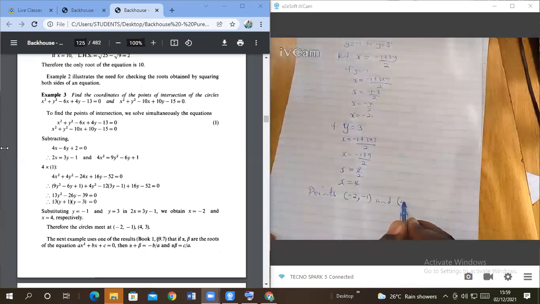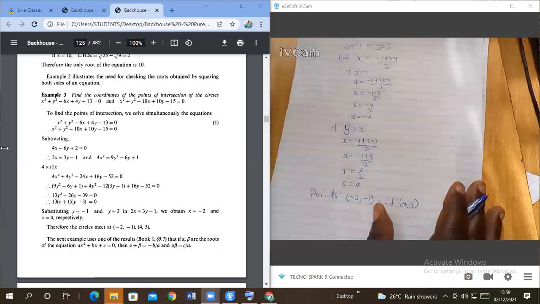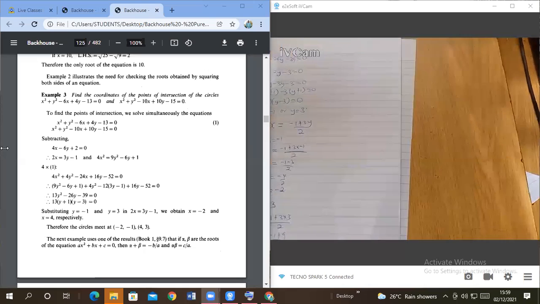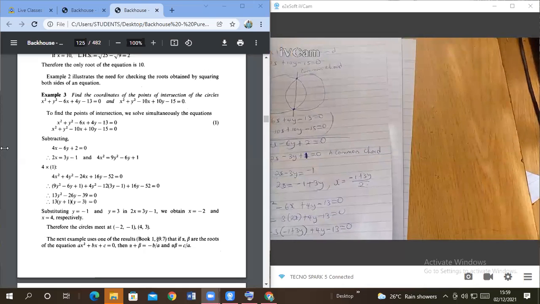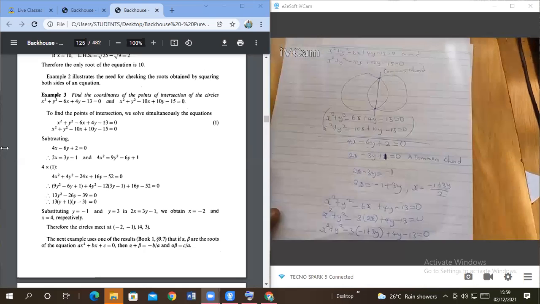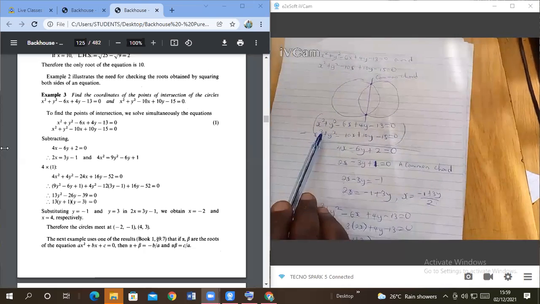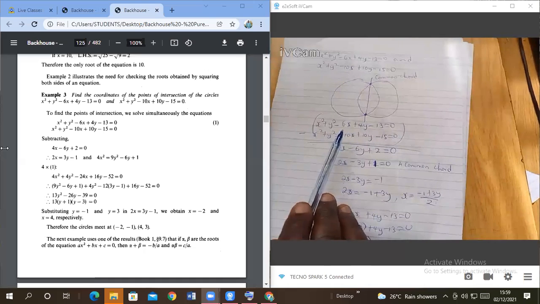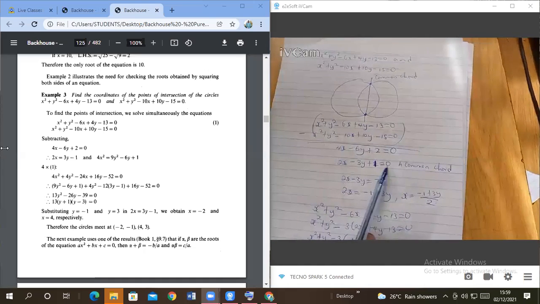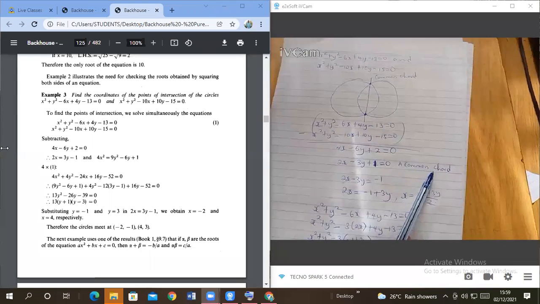4 and 3. Very good. Remember, I repeat, if you're given equations of two circles and they ask you to find their point of intersection, you simply subtract them first. After subtracting them carefully, you get a straight line, which is called a common chord.